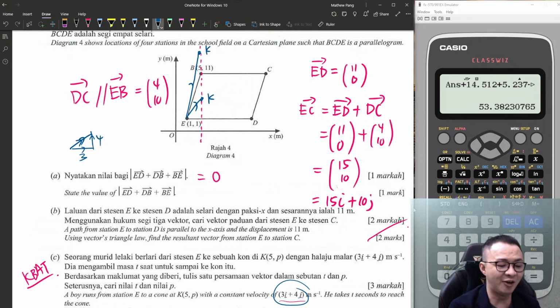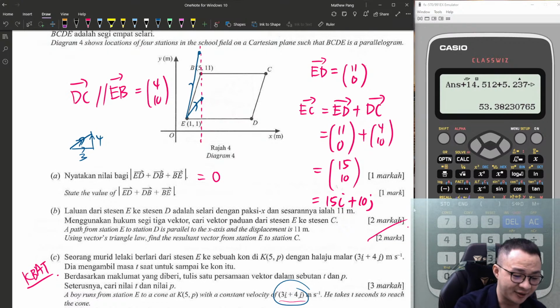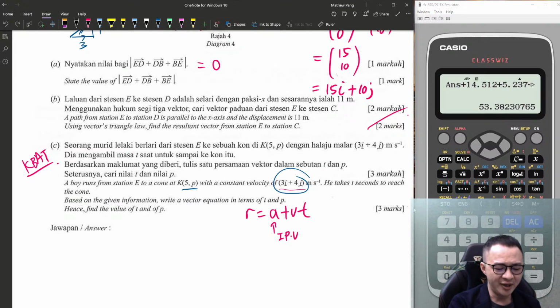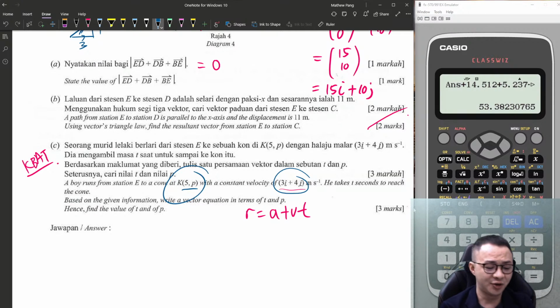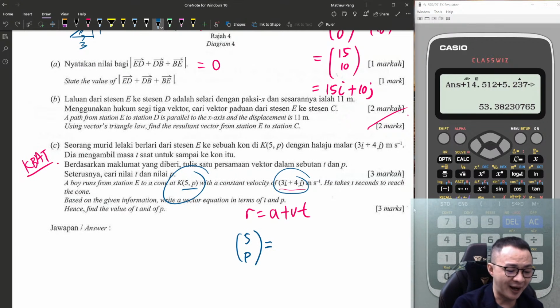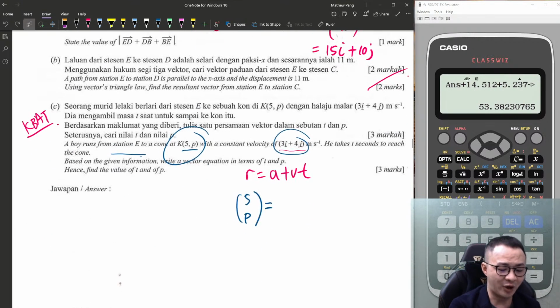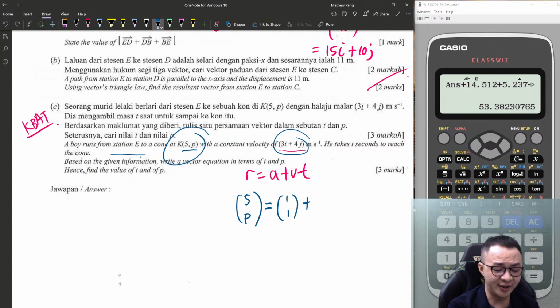So how many seconds does he take to reach K? The coordinate is called K, but he moves some p units because it's (5, p). For me, I know this is the initial position and this is the position vector I want to reach. So I will label this one as my r, which is 5 and p. Because it departs from E, I will assume a is my initial position vector, which is E, which is 1, 1. And I have my velocity, 3, 4, and time in terms of t, so I write a t here. So this is the equation they want.